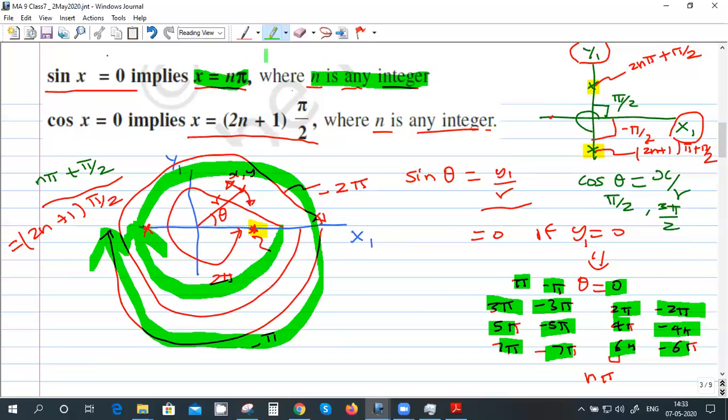Okay. Similarly, sin x equal to 0. For cos x, what is cos x in terms of y1, x1? x1 by r, right? It's the x coordinate by r. So I'm taking x1, y1, so it should be x1 by r. So when will this cos be 0? Whenever x is 0.